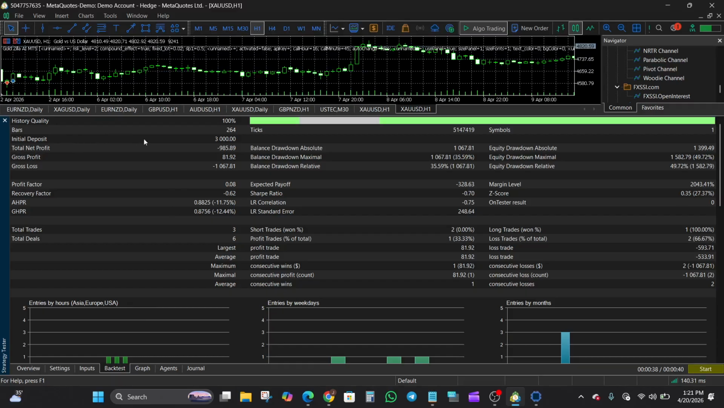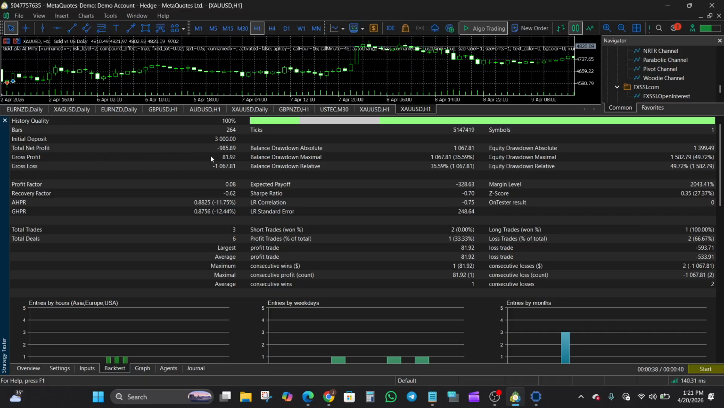Okay, so out of how many trades? 3 trades. So there were only 3 trades. The EA didn't find a lot of opportunities in the market. And out of those 3 trades, 2 were short trades, and 1 was a long trade, right? And those 2 short trades were losing trades. You can see 0% were won, but that particular long trade was the only winning trade out of the 3. Okay, so that's the reason why the net profit was negative.